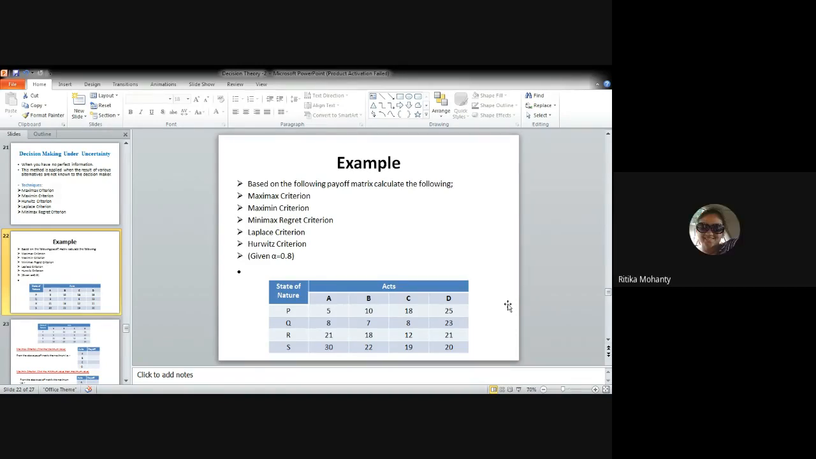So what is given? Alpha equals 0.8. In the question, this payoff matrix as well as alpha is always given.